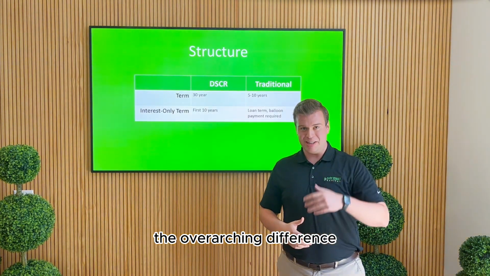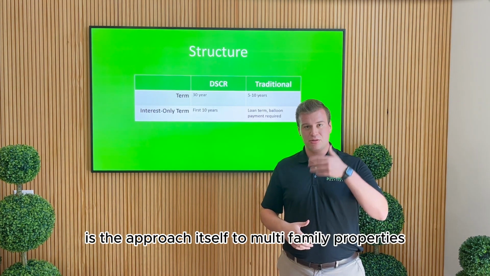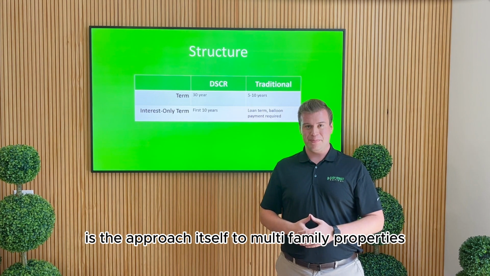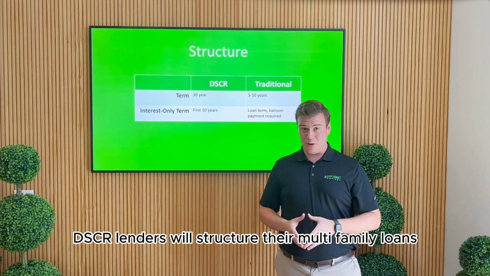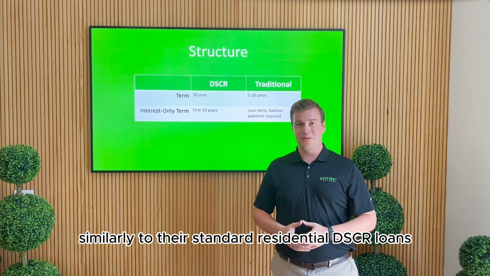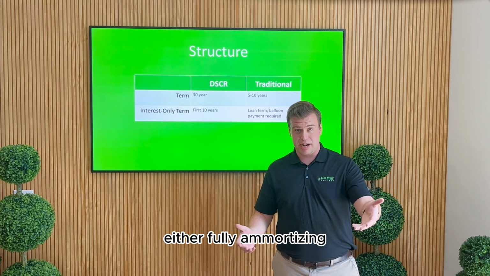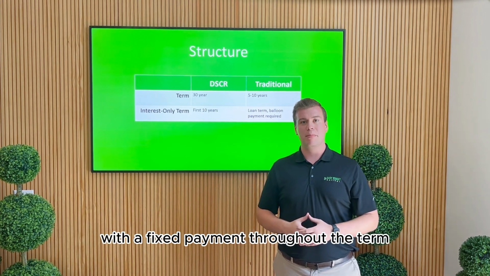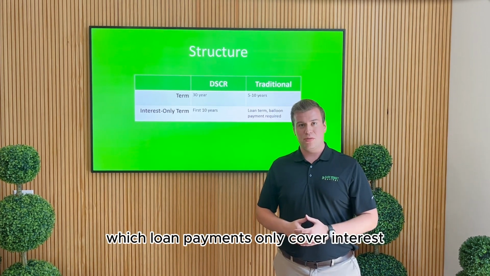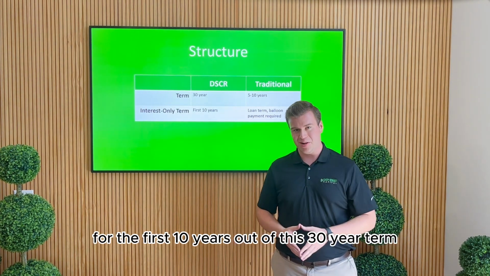The overarching difference between these conventional and DSCR approaches is the approach itself to multifamily properties. DSCR lenders will structure their multifamily loans similarly to their standard residential DSCR loans. This means that the loans will be 30-year mortgages, either fully amortizing with a fixed payment throughout the term, or interest only, where loan payments only cover interest for the first 10 years of the 30-year term.